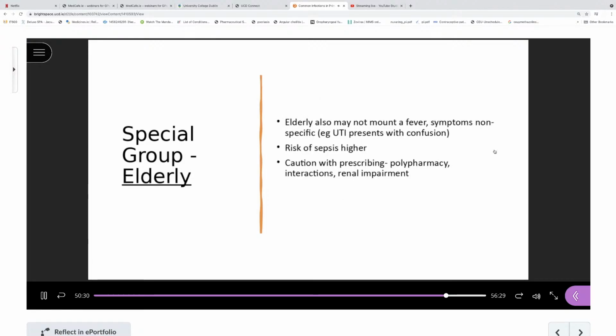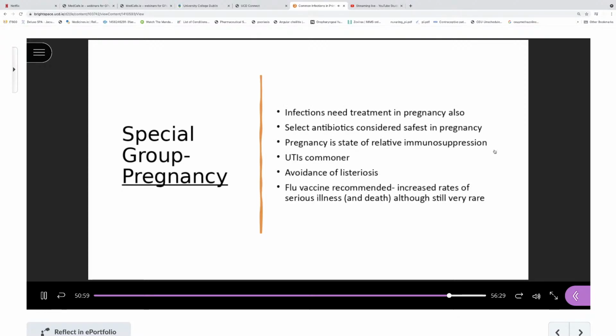Another special group is the elderly. So again, the very elderly may not mount a fever with infection, even with sepsis. And sometimes their symptoms are very non-specific. So we often see urinary tract infections in the elderly, men or women, presenting with confusion. So that's a common phenomenon. The risk of sepsis is higher with elderly people than with younger adults. And we have to bear in mind they're often on multiple medications. There's a risk of interactions, and they may well have renal impairment. So we have to bear that in mind with our prescribing choices.